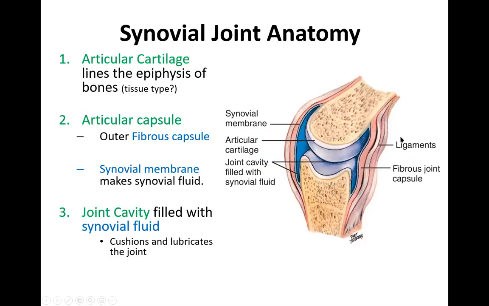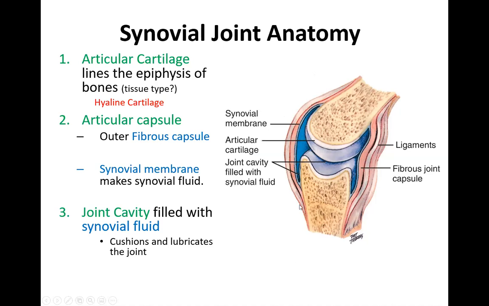Now let's look into the anatomy of a synovial joint. Here we have two bones coming together. Here will be the epiphysis of a long bone and the epiphysis of another long bone. At the end of the long bone, we have an articular cartilage, and the articular cartilage is made up of hyaline cartilage. So the specific tissue type would be hyaline cartilage, and the name of the structure would be articular cartilage. Okay, so here's articular cartilage made up of hyaline cartilage.